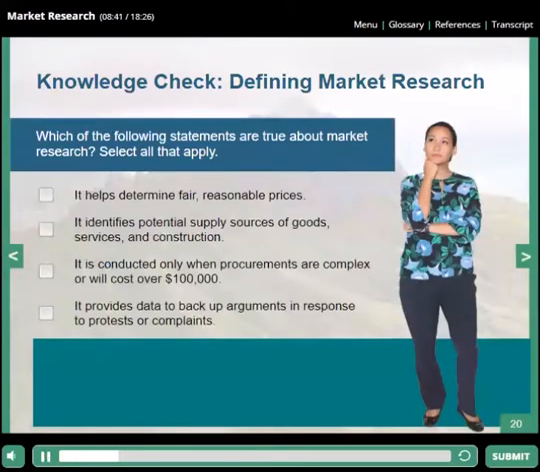Now that you have learned about the market research process, let's see if you recall which of these descriptions apply to market research.